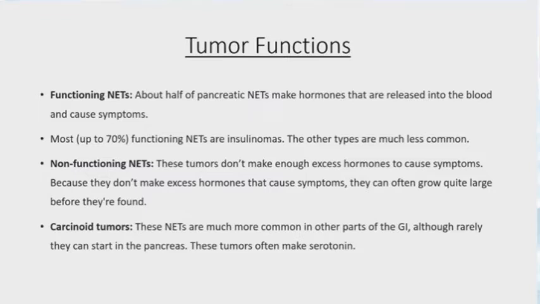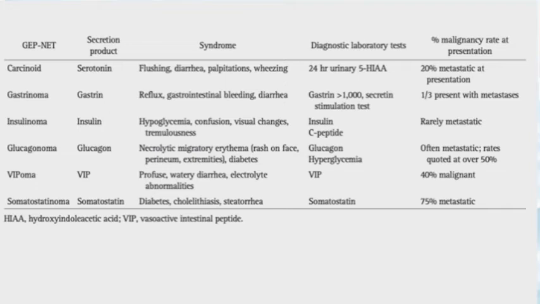Functioning tumors, about half of pancreatic NETs, make hormones that are released in the blood and cause symptoms. The most common is insulinoma. Less common are gastrinoma, glucagonoma, and serotonin-secreting tumors. Non-functioning tumors don't express hormones, but they may cause symptoms if they grow because of their size. And finally, the carcinoid tumor is not very common in the pancreas. It's more common in the gut, in the GI tract. According to the hormone, we have to identify the type: carcinoid, gastrinoma, insulinoma, glucagonoma, VIPoma, or somatostatinoma.